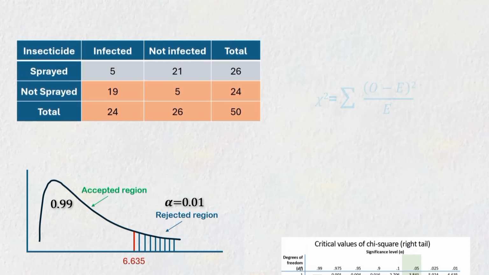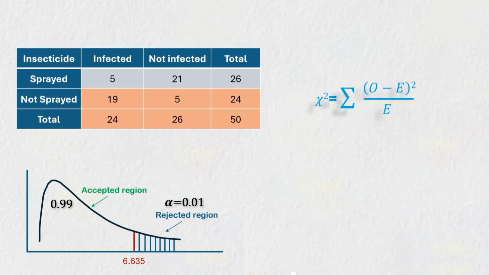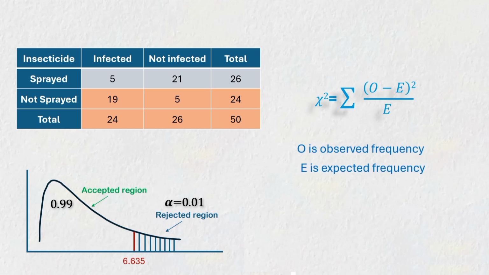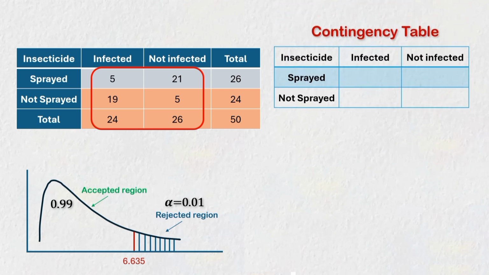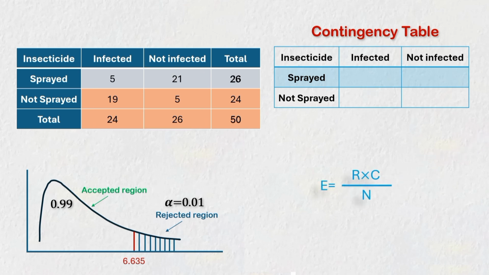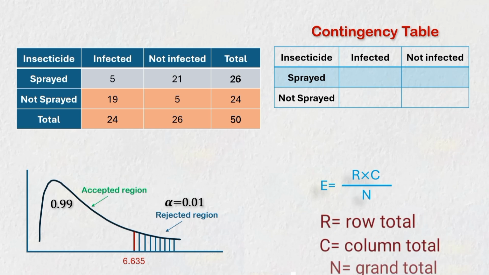Now this is our chi-square test statistic, where O is the observed frequencies and E is the expected frequencies. These values are our observed frequencies, so we need to determine the expected frequencies. For that, we need to determine the contingency table. To determine values, we will apply this formula in each cell, where R is the row total, C is the column total, and N is the grand total.